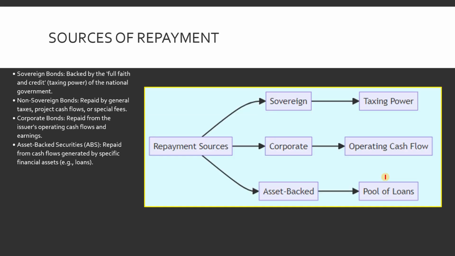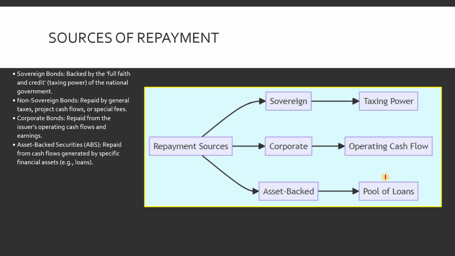Now moving to the sources of repayment. How will you get your money back? This depends on the type of issuer. For the national government, repayment comes from their power to tax and print money. We call this full faith and credit. For local governments, it might be local taxes or revenues from a specific project like a toll bridge. For corporations, repayment depends on their ability to sell goods and generate profit. Finally, for asset-backed securities, ABS, your repayment comes directly from the cash flows of a specific pool of assets, like mortgage payments made by homeowners.